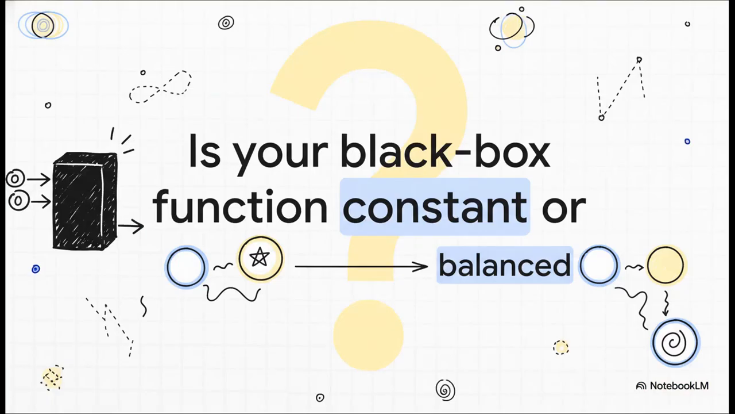So here's the puzzle. Imagine you're given a function. It's a black box, meaning you can feed it an input and it gives you an output, but you have no idea how it works on the inside. All you know is it takes a single bit, a 0 or a 1, and spits out a single bit. Your job is to figure out, is this function constant, meaning it always gives the same answer no matter what you put in? Or is it balanced, meaning it gives different answers for different inputs?